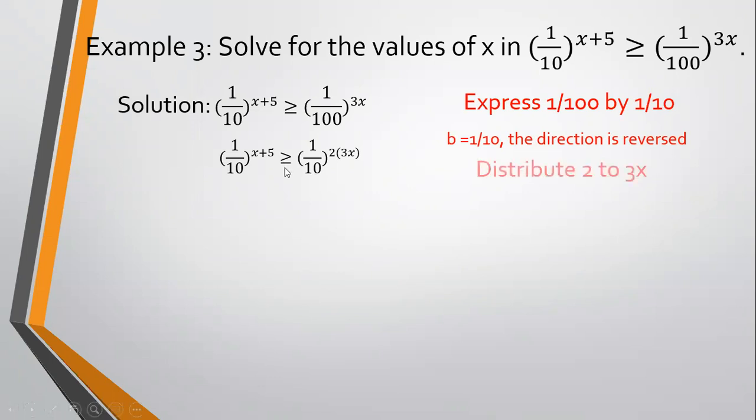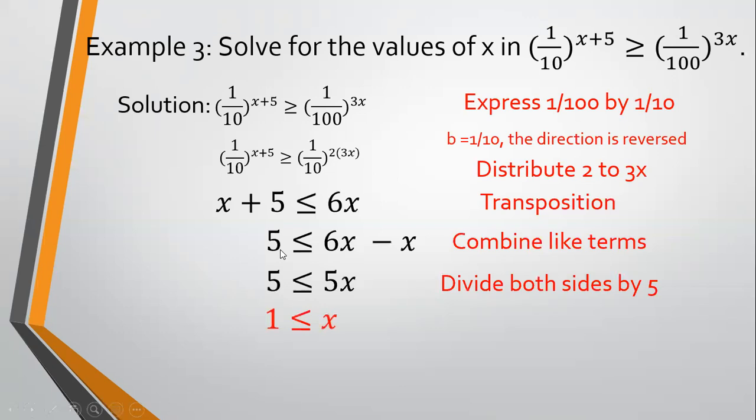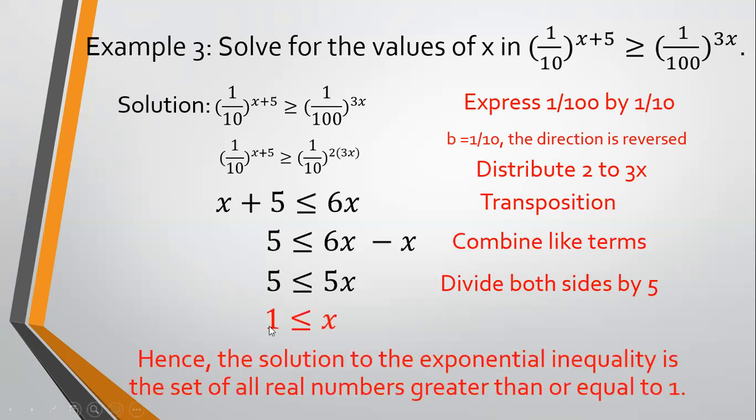So reversing the direction, and at the same time distributing 2 to 3x, then we will have x plus 5. So look at the symbol: from the original it's greater than or equal to, but since b is less than 1, we have reversed it to less than or equal to. Then distributing 2 with 3x, so we have 6x. Then by transposition, combining like terms, then dividing both sides by 5, therefore x is greater than or equal to 1. So what does it mean? The solution set are all numbers from 1 up to infinity.